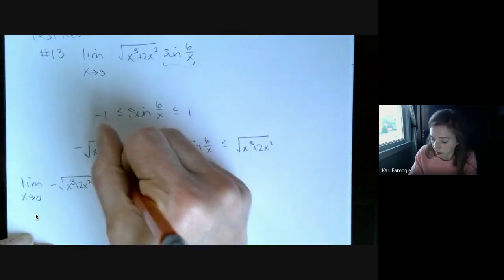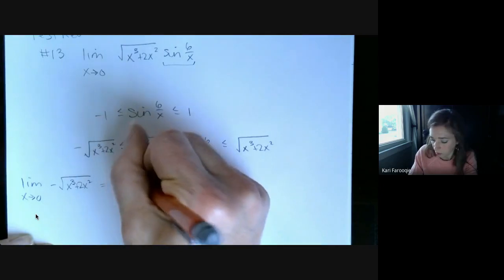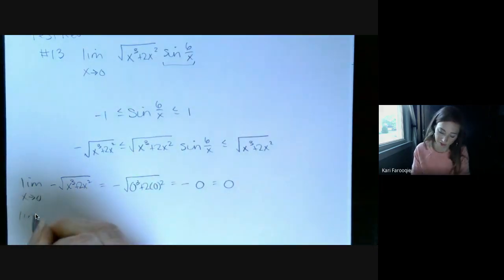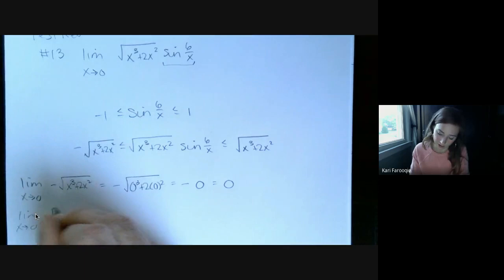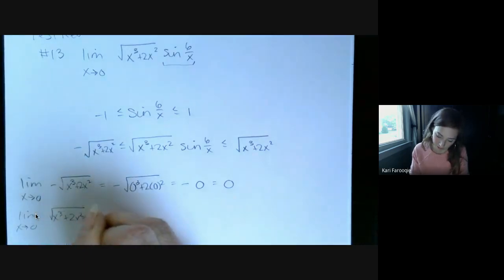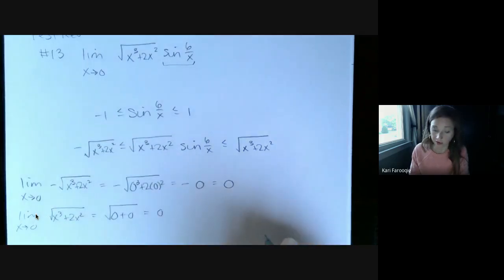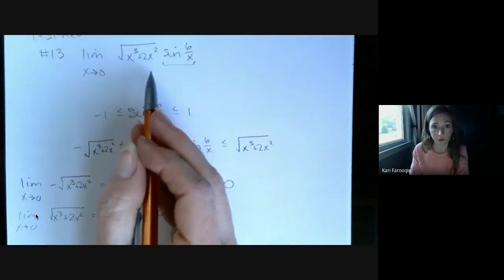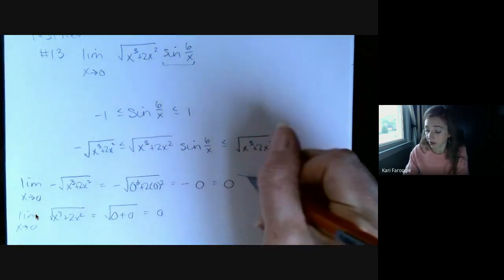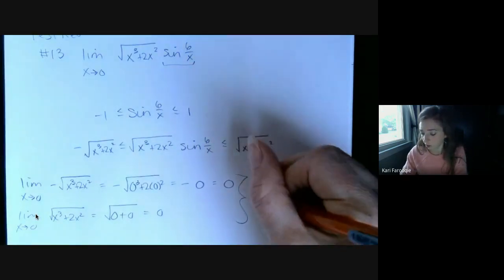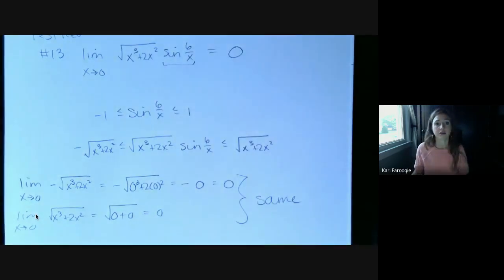Then this limit is negative square root of 0 cubed plus 2 times 0 squared, which is negative 0, which is 0. And then do the same thing on the right-hand side. This is one of those limits that is always going to look a lot harder than it is, just because the function looks so crazy. And then you can say that because the left and right limits are equal, the limit of your function must be the same, the squeezed one.